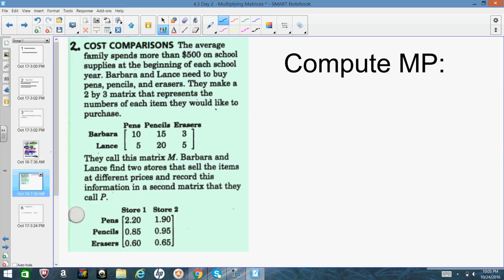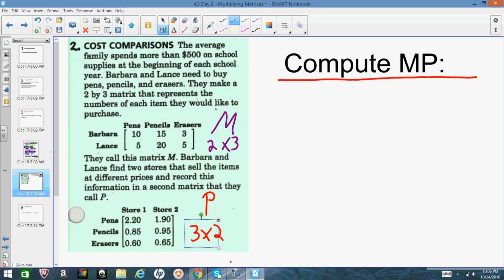Second question. So if the average family spends more than $500 on school supplies at the beginning of the school year, Barbara and Lance need to buy pens, pencils, and erasers. They make a 2x3 matrix representing the numbers of each item they would like to purchase. So again, we're going to call this matrix M. This matrix would be a 2x3. Okay, Barbara and Lance find two stores that sell items at different prices and record this information in matrix P. So this matrix is P, and this is going to be a 3x2.